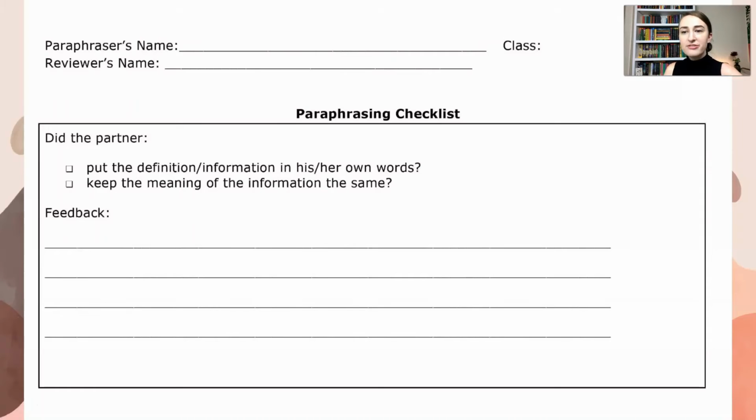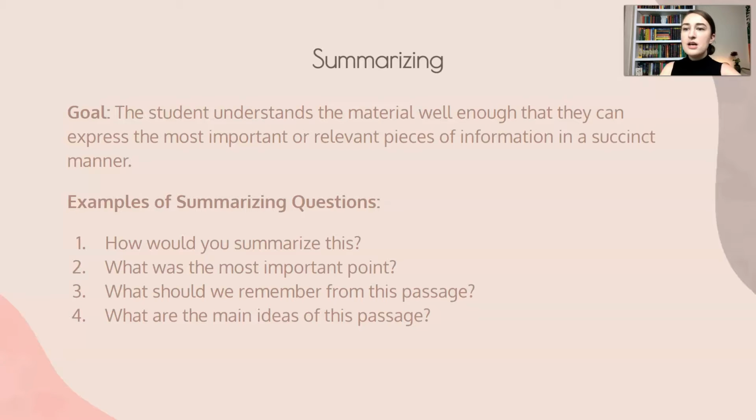Here is a paraphrasing checklist from the Museum of Natural History. You can ask students to review one of their peers' paraphrased texts. Did the partner put the definition or information in their own words? And did they keep the meaning of the information the same? And then have them write feedback to that student. I found this pretty interesting. I've never done this, but it looks like it would be cool to do in class.